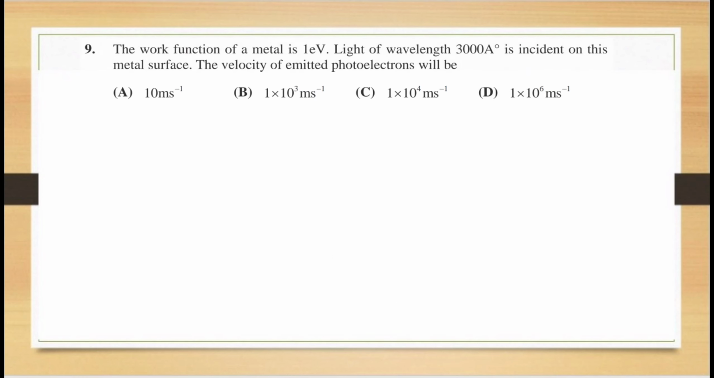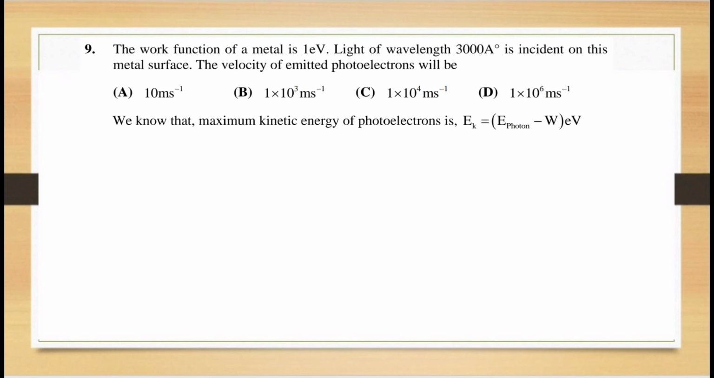Ninth question is, the work function of a metal is 1 electron volt. Light of wavelength 3000 angstrom is incident on this metal surface. The velocity of emitted photoelectrons will be. Now given that work function W equals 1 electron volt and wavelength of the light lambda equals 3000 angstrom, we know that maximum kinetic energy of photoelectrons is Ek equals E photon minus work function W electron volts, that is half mv square equals hc by lambda minus W electron volts.